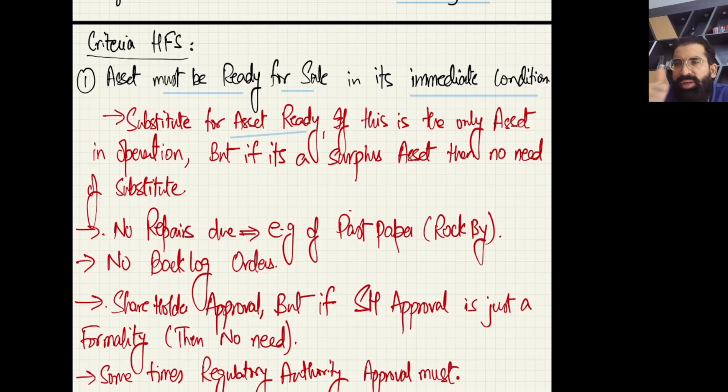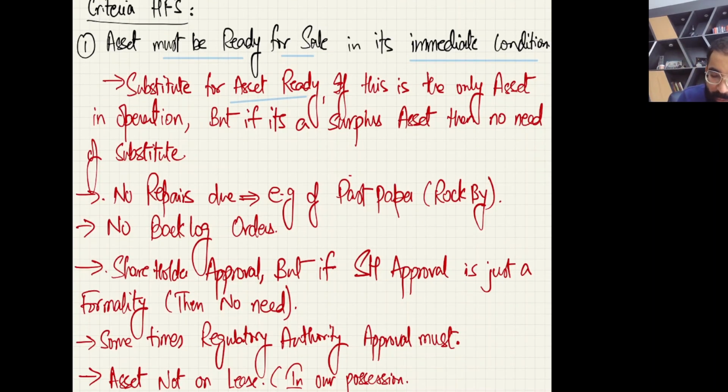So in past papers, in the history of the examination, you have to present a substitute asset if it is your primary asset. Okay, read the line, be active please. Substitute for asset ready if this is the only asset in operation, but if it is a surplus asset, then no need of substitute. Now the second point is no repairs due.